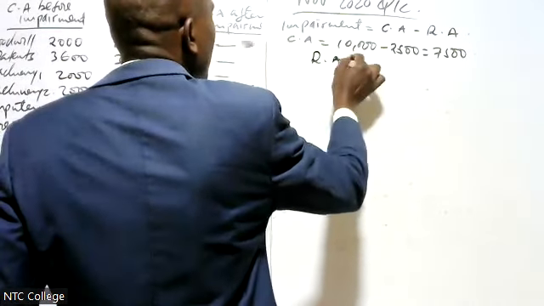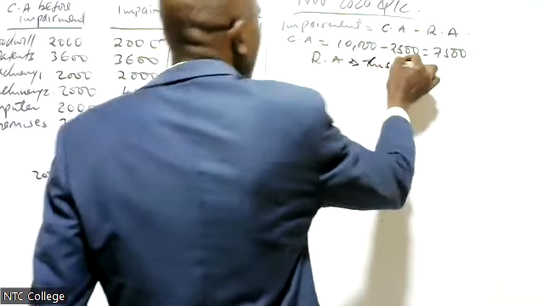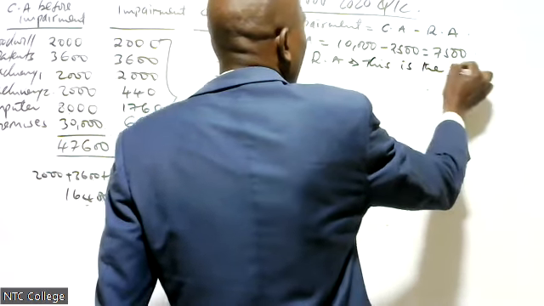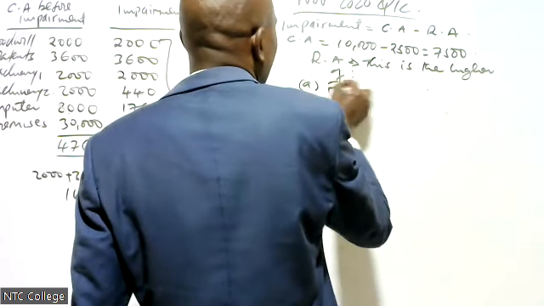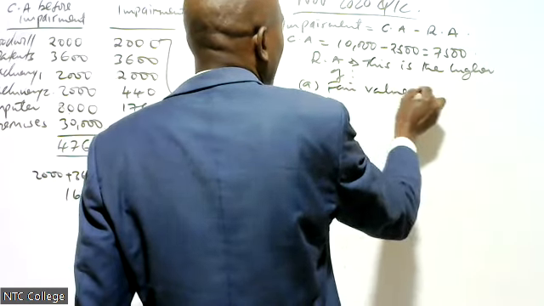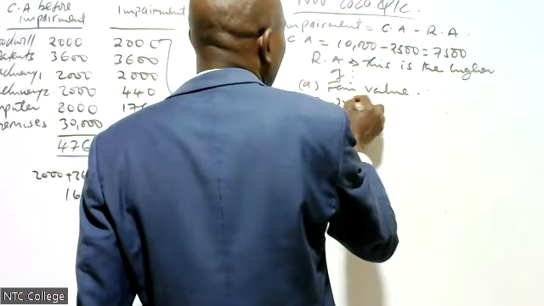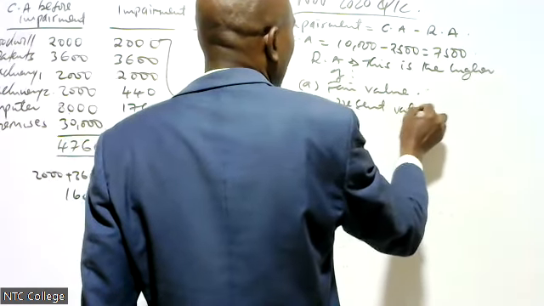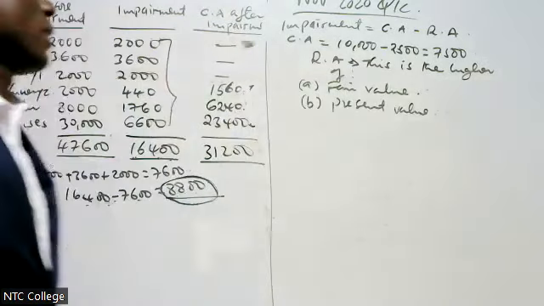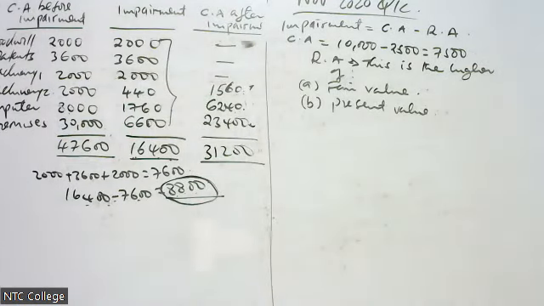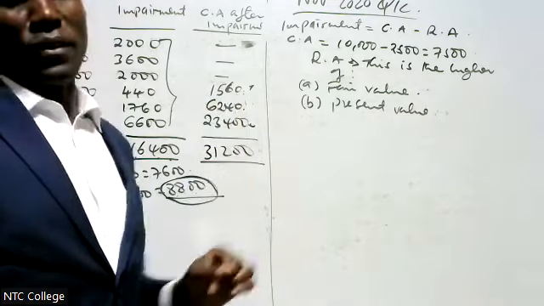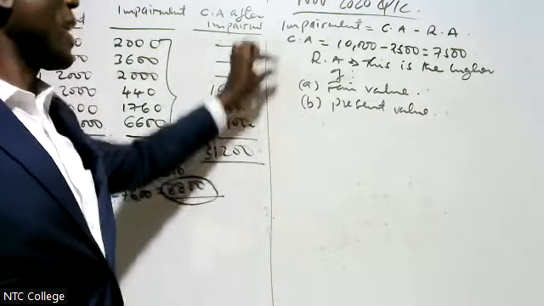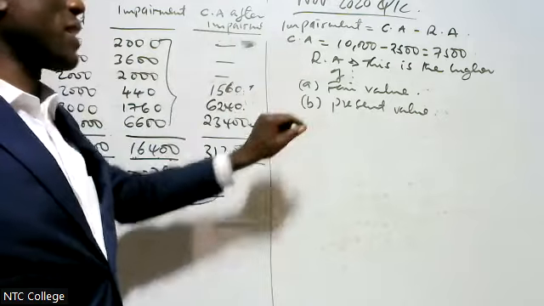Recoverable amount, we say that this is the higher of number A, fair value, and number B, present value. Therefore, for me to get the recoverable amount, I'm going to compare the two figures. In my question, do I have the fair value? Do I have the present value?